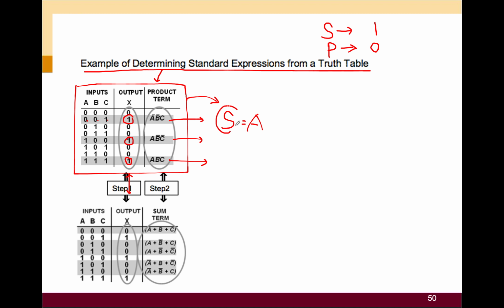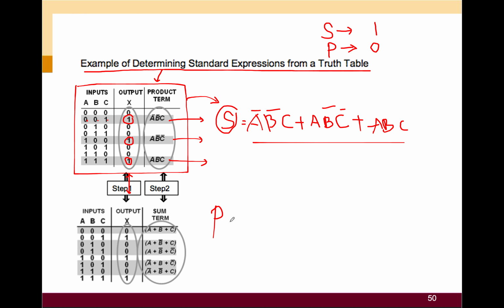So let's conclude that this is the output for SOP: A bar, B bar, C plus A, B bar, C bar plus A, B, C. So this is your SOP. Because you have 3 variables, the other 5 will be your POS.